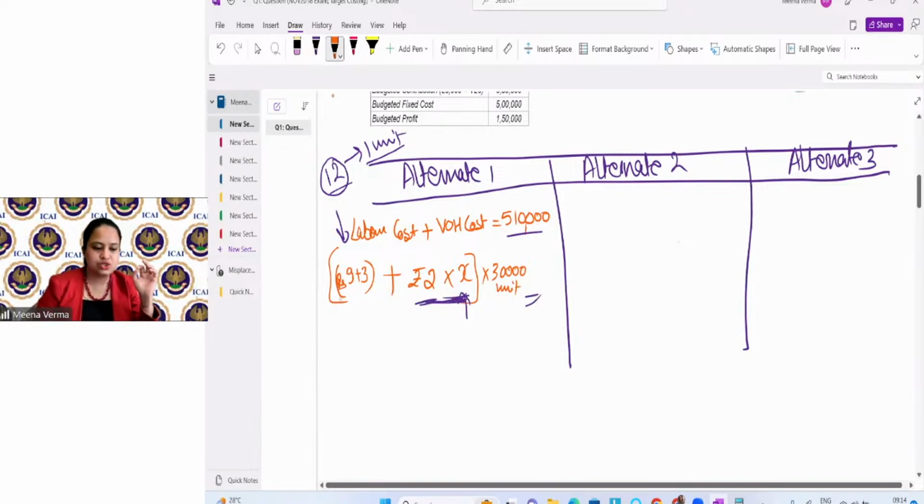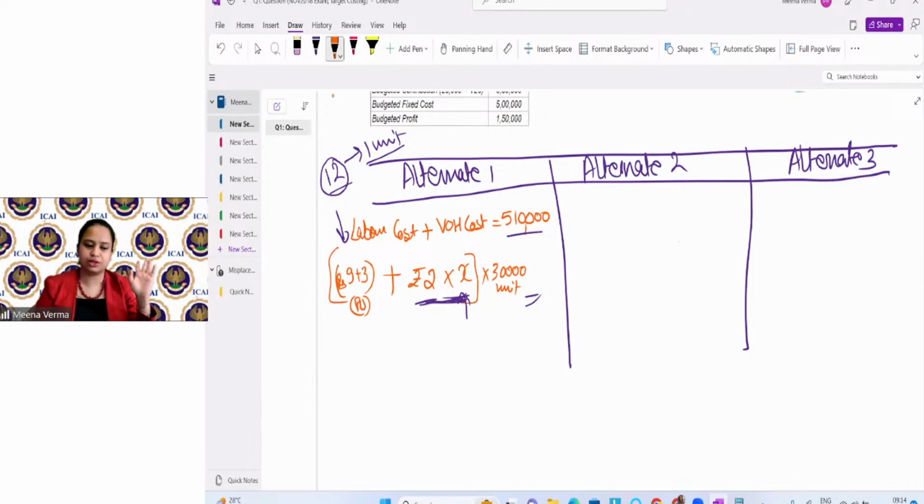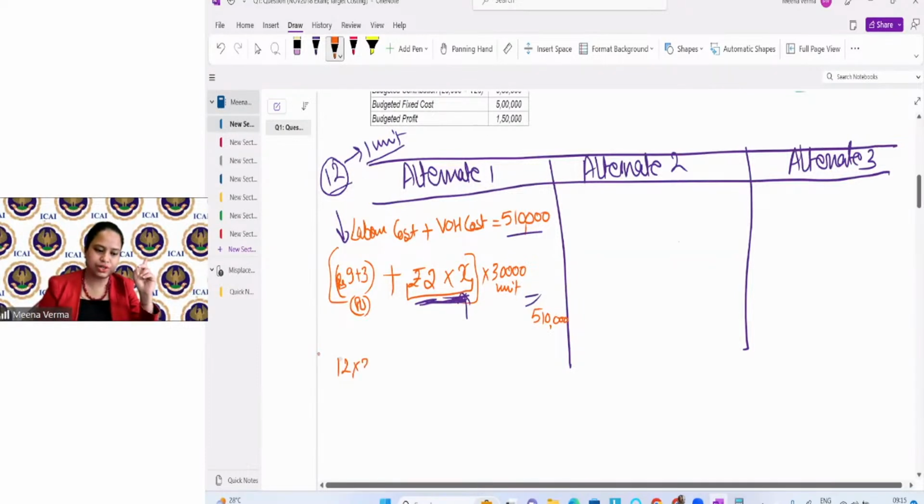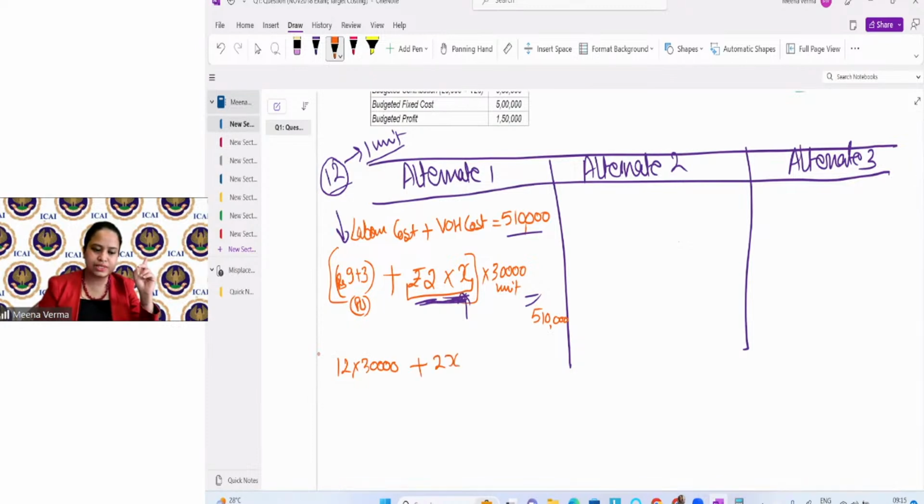So this is on the basis of per unit, not on the basis of hourly payment to the labor. And variable overhead is on the basis of hour. So just solve it, you will get the answer. So this is 12 into 30,000, plus 2x into 30,000 is equal to 5,10,000.